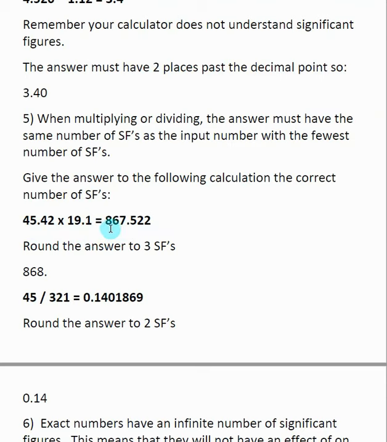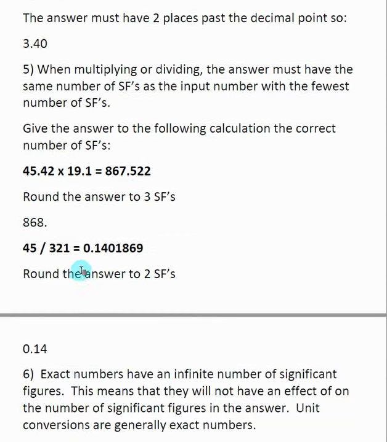So I look, 1, 2, 3. This means I want to round. I need to get rid of the 5, 2, 2 here. The question is, is it closer to 868? Or is it closer to 867? So 0.522 is closer to 868. So when we're done, we get an answer with 3 sig figs.